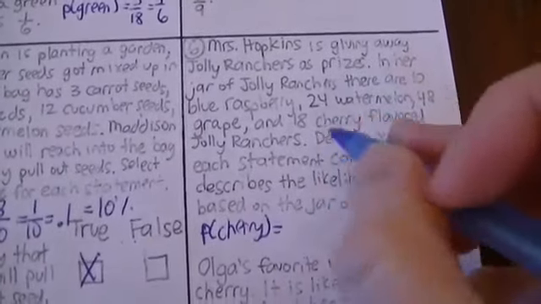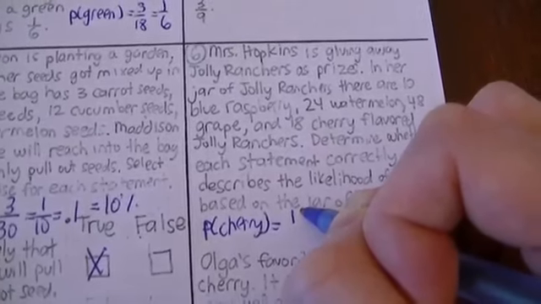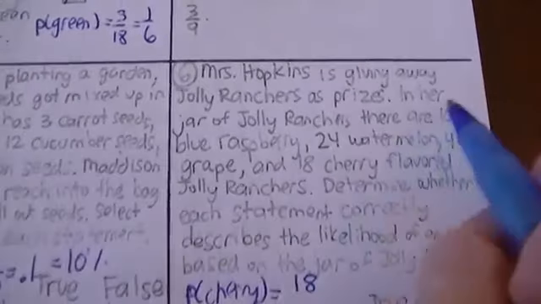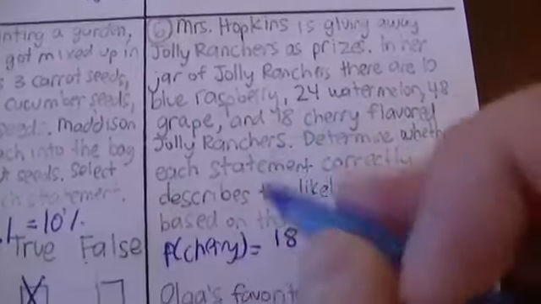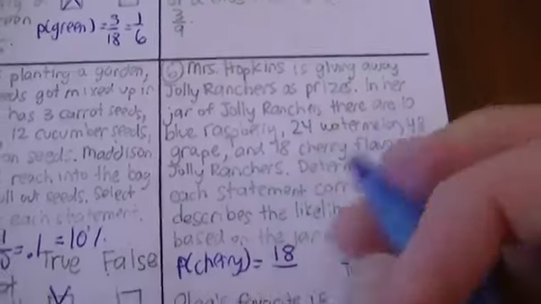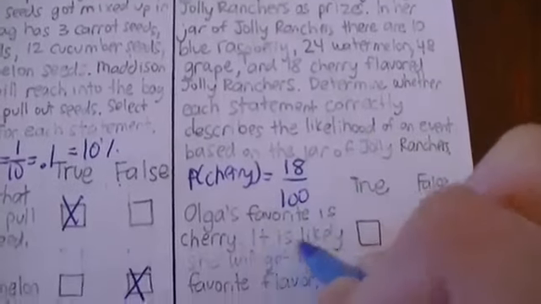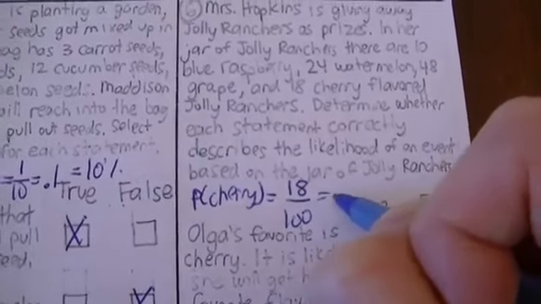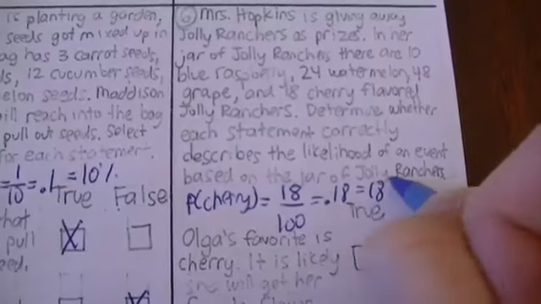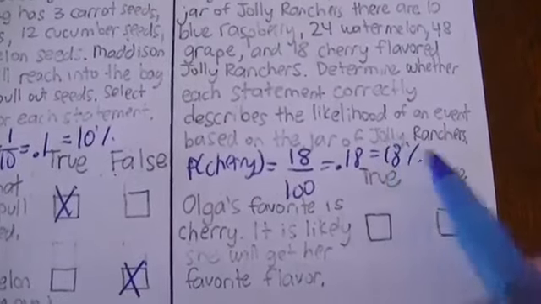And I see that it is 18 out of... Now, the grand total when you add up all of the Jolly Ranchers in there is 100. Oh, it says it's likely. Okay, so 18/100ths as a decimal is 0.18, which is 18%. And it says it's likely she'll get her favorite flavor. No, that would be unlikely.